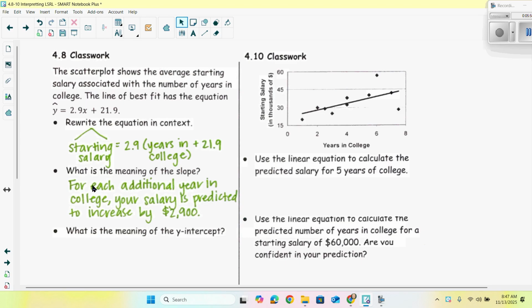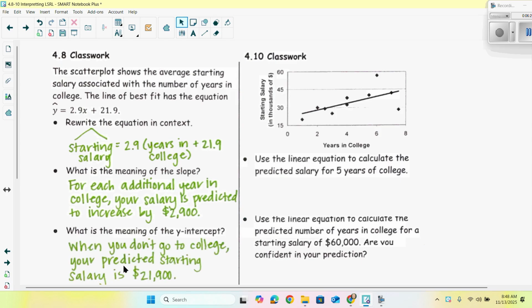For each additional year, what is the meaning of the slope? What it means is for every year of additional college education, your salary is predicted to increase by $2,900. What's the meaning of the y-intercept? That's going to be this number here. It's when we've got 0 years of college. So when you don't go to college, your predicted starting salary is $21,900.